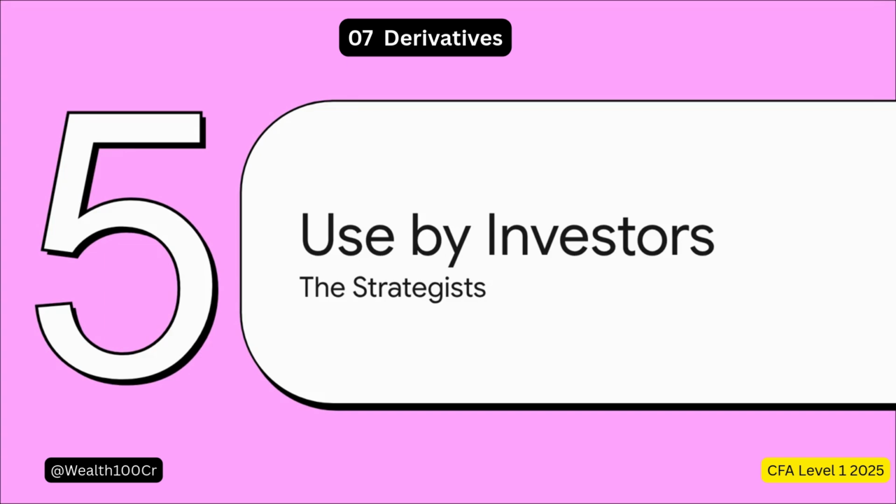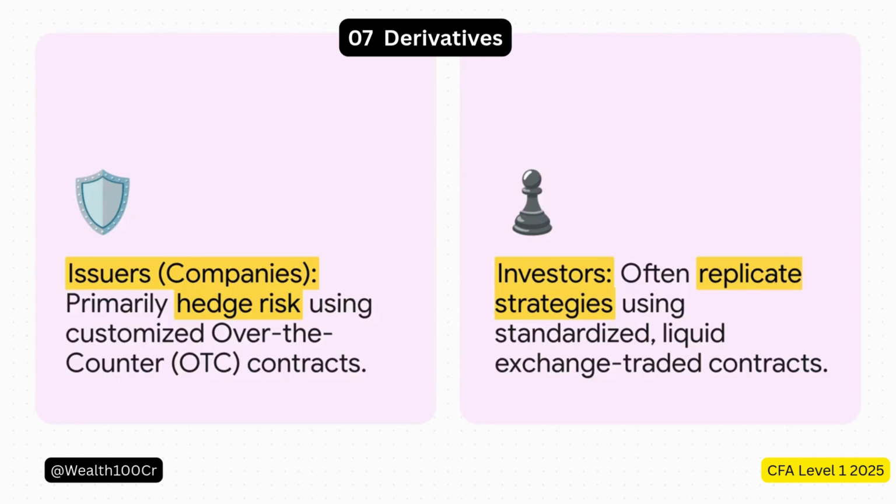They are different. They are not just protecting themselves. I like to call them strategists. They use derivatives for more active reasons. This makes the difference very clear. Look here. Companies, on the left, their main goal is to hedge risk, to protect. And they often use customized contracts made specially for them. But investors, on the right, their main goal is to create a strategy, usually to make a profit. And they use standardized contracts, which are available to everyone on an exchange, like the share market.